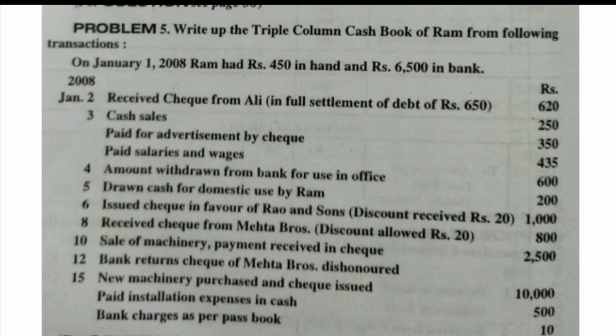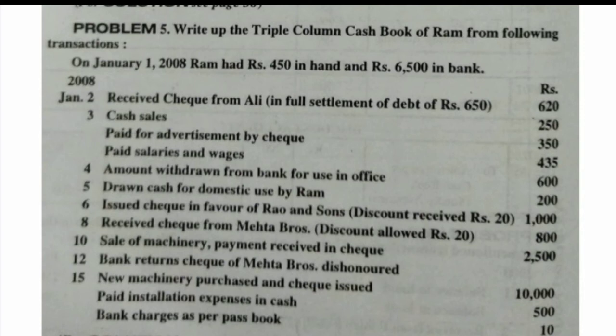Next, amount withdrawn from bank for use in the office. Okay, office use. So cash account debit to bank account. It is a contra entry of rupees 600. Cash is on the debit side, so debit the cash column in the cash book on the debit side by naming it as to bank account 600.